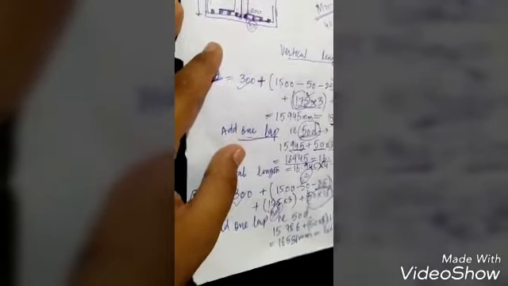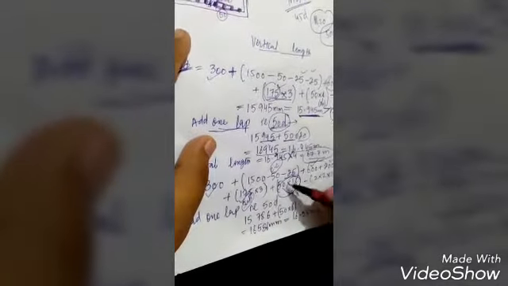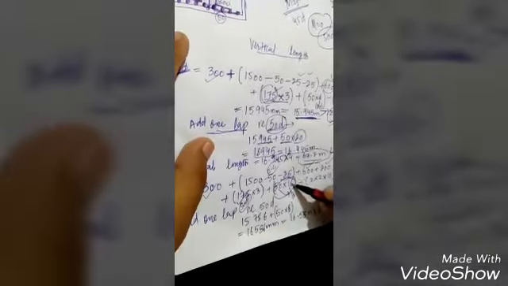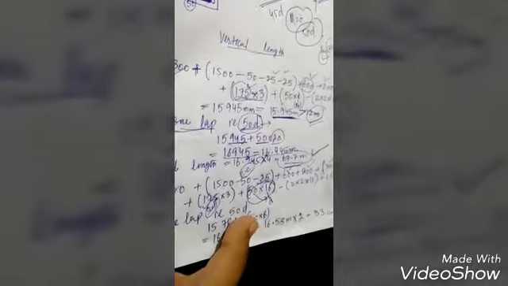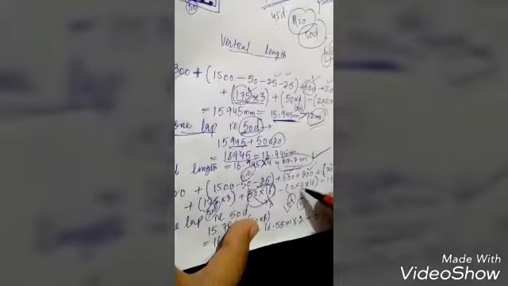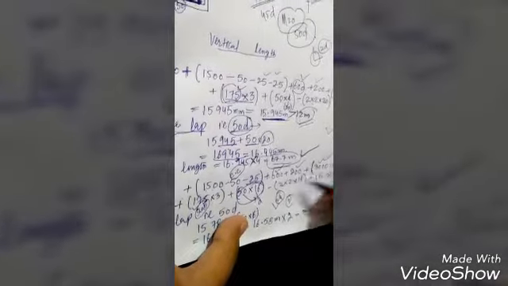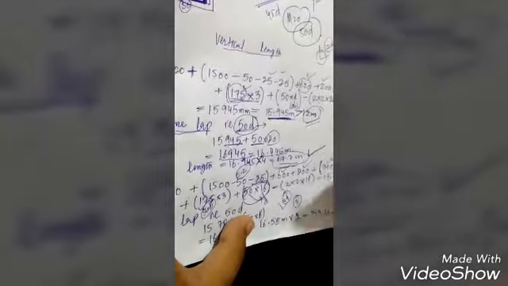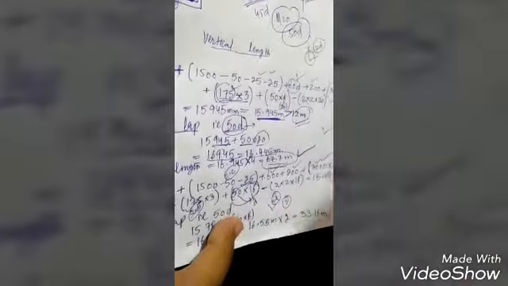Plus 50 into 16. 50d is the development length, 16 is the diameter of the bar, that's the 50d. Minus, for 1 bend we have 2d, for 2 bends we have 4d, that's why 2 into 2 into 16. We subtract this in every bend.